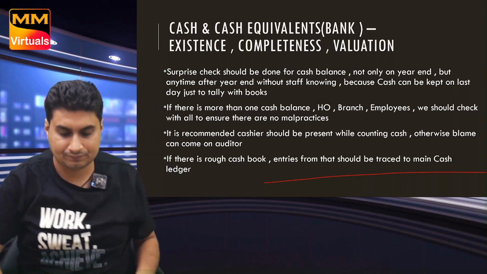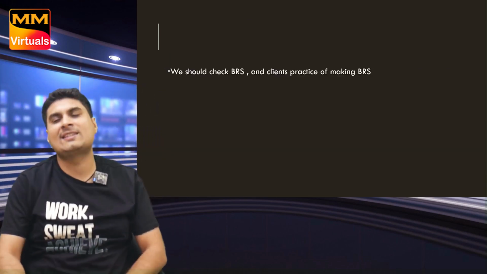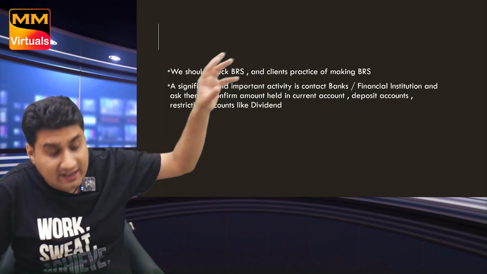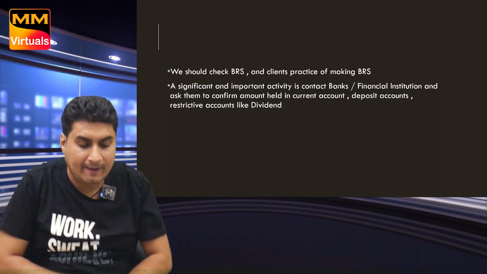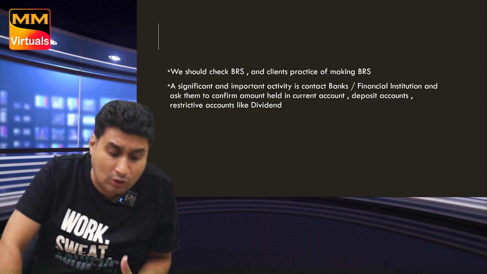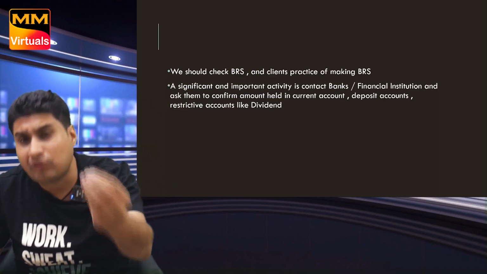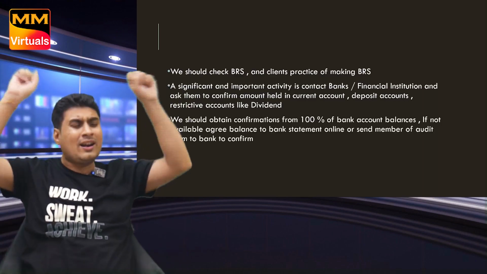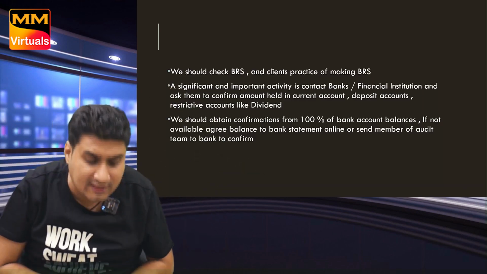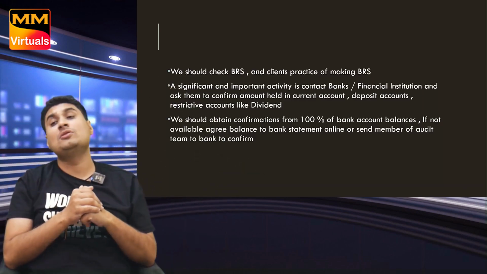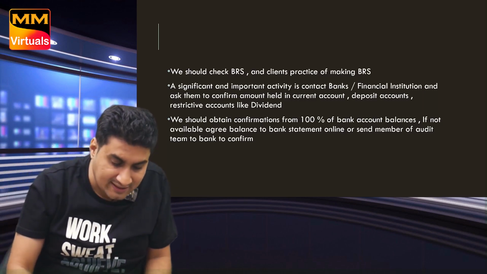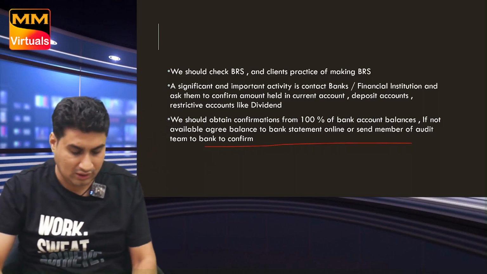For example, refreshment expense. In rough I wrote 600, but in main I wrote 700 and 100 rupees in pocket. So check that also. We should check the BRS and the client's system of making bank reconciliation statement. A significant and important activity is to contact the bank and confirm current account deposits, saving account deposits, escrow account. Certain accounts are used only for dividend, check that also. Check 100% confirmation in case of what? Bank account. Compulsory. Why? You will tell me. It's very compulsory after the Satyam fraud. Check them with bank statement or send members of the audit team to confirm.